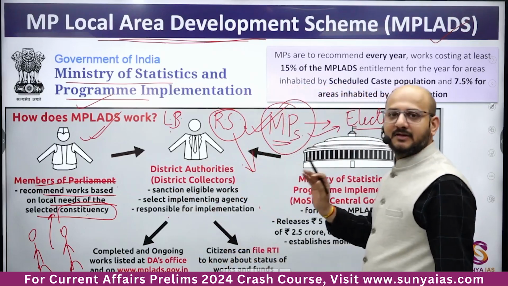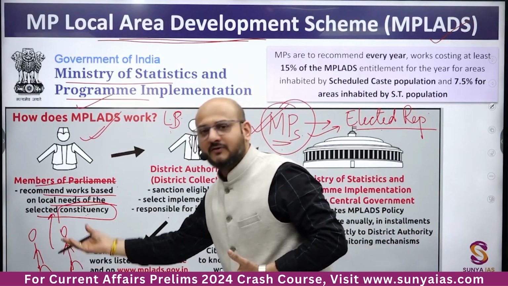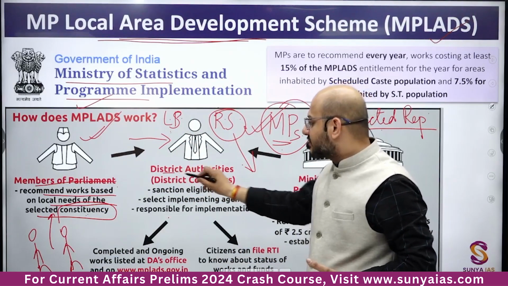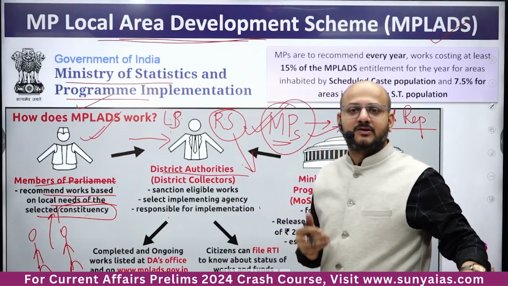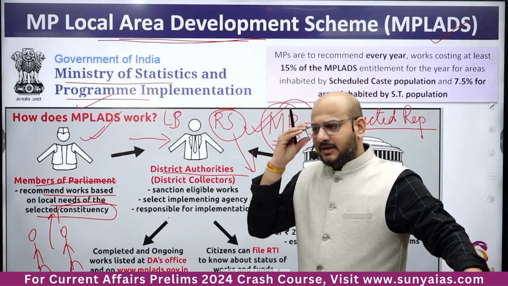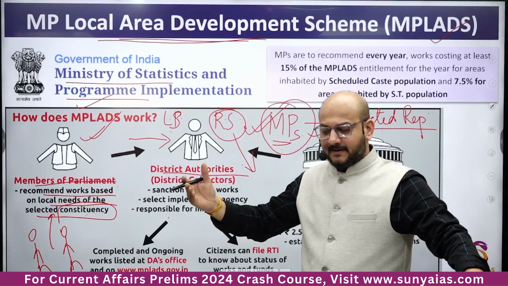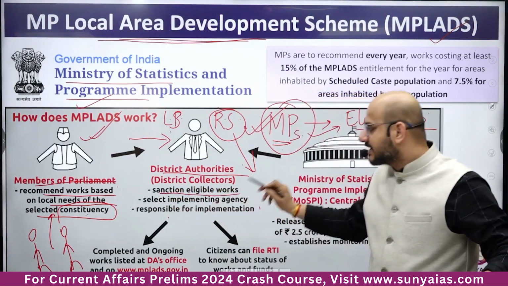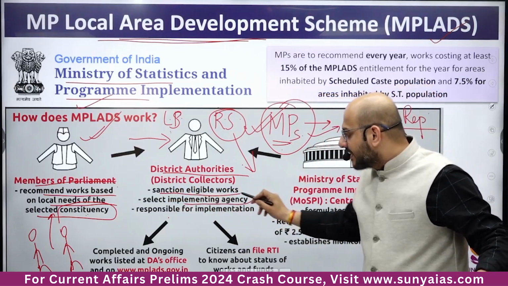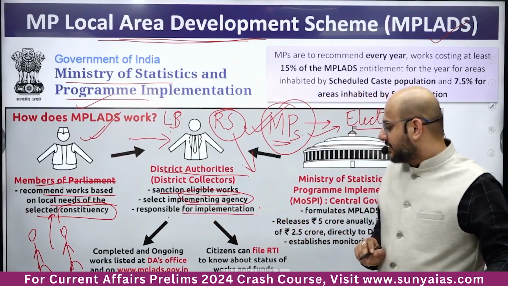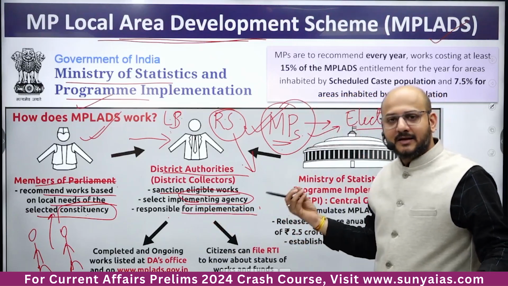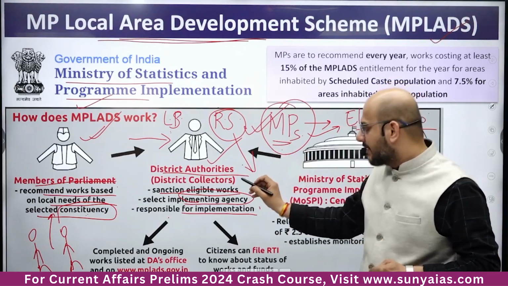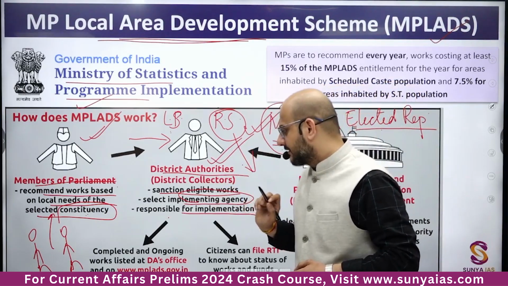Then what will happen? They have designed the work on the demand of the people. Now they will allocate the work to the district authorities. जो district authorities हैं वहाँ पे, SDMs हो सकते हैं, CDPO हो सकता है ना. Sanction eligible works, select implementing agency responsible for implementation. ठीक है, तो जो भी implementation के लिए important agency है उसको हम बताएंगे district authorities. यहाँ पे bureaucracy comes into the picture.